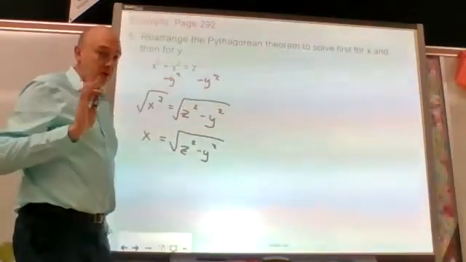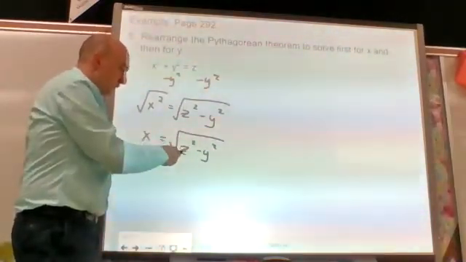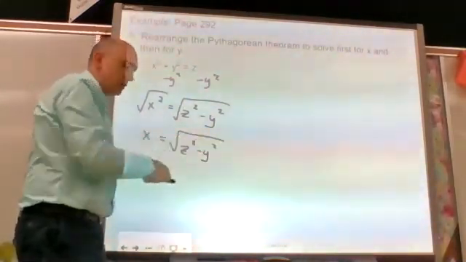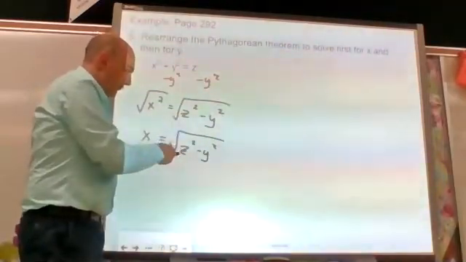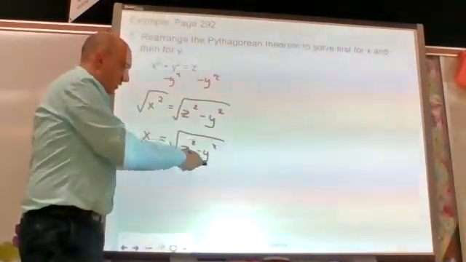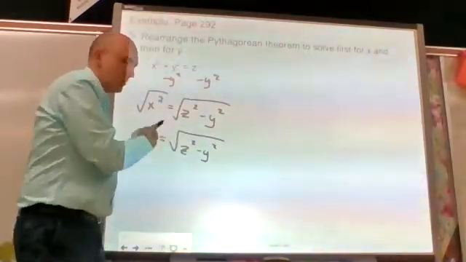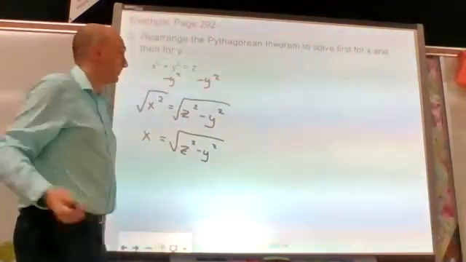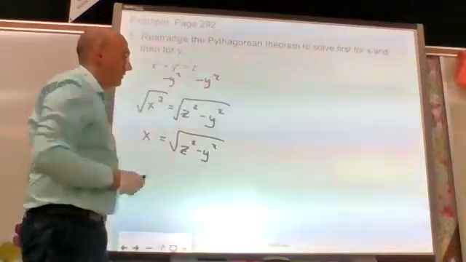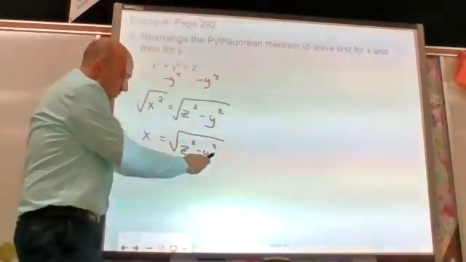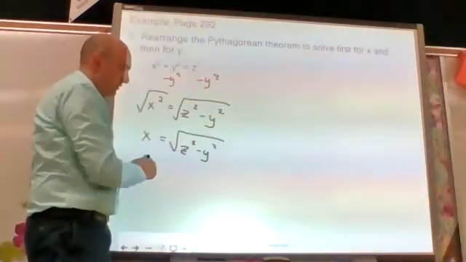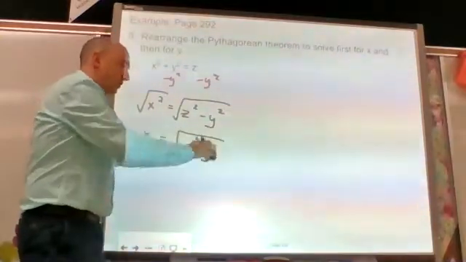Now, really important, you can't do the square root of z squared minus the square root of y squared, because we know the square root of z squared equals z and the square root of y squared equals y, and that would just be x equals z minus y. That's not the Pythagorean relationship. We've got squares in here. They're important. So we have to do what's inside the square root symbol before we can apply the square root.